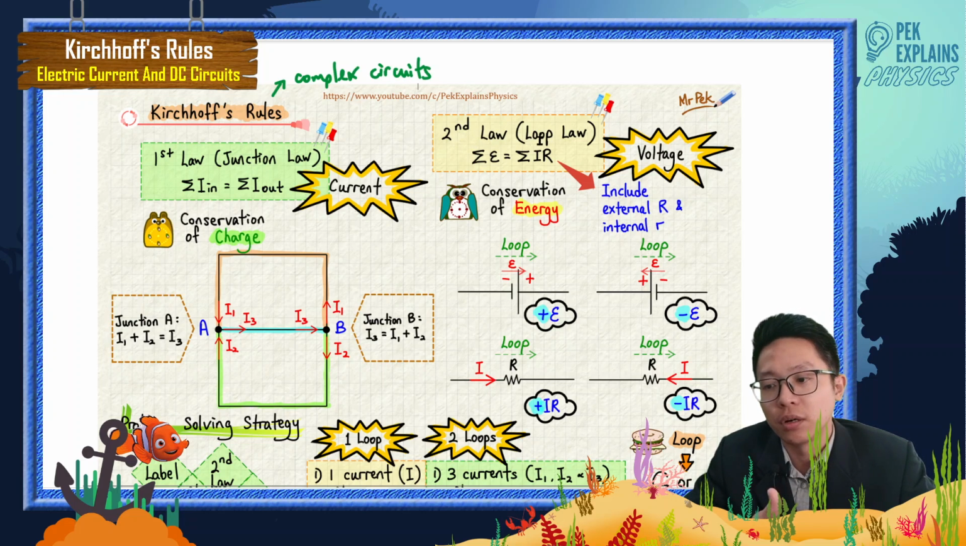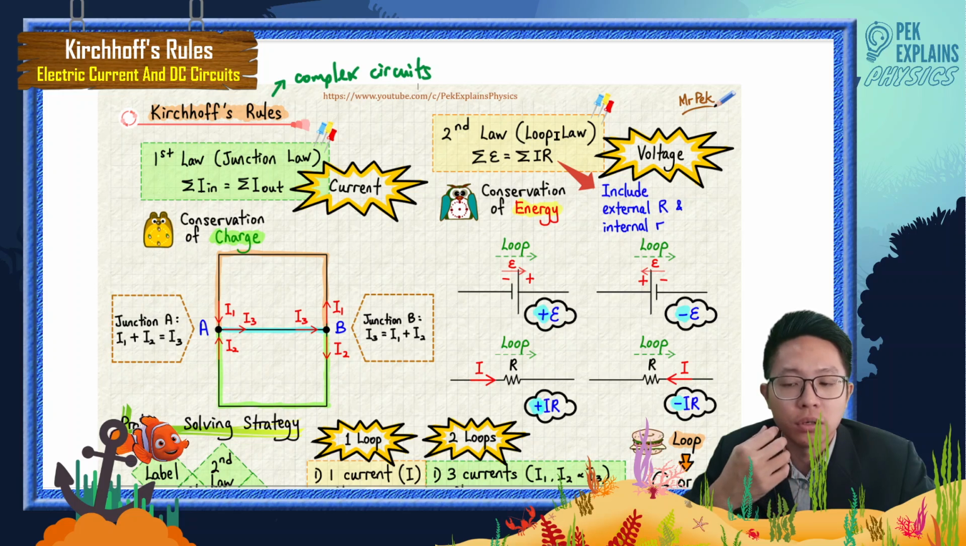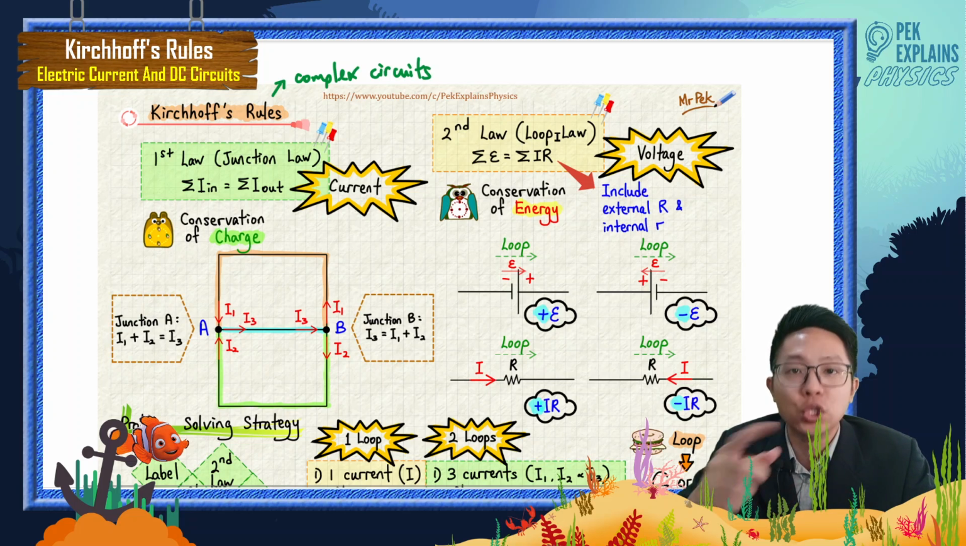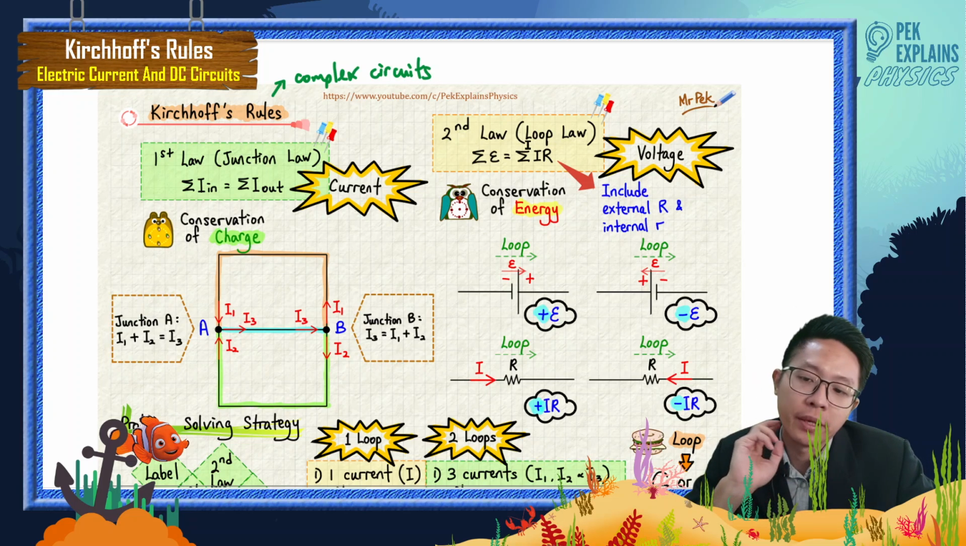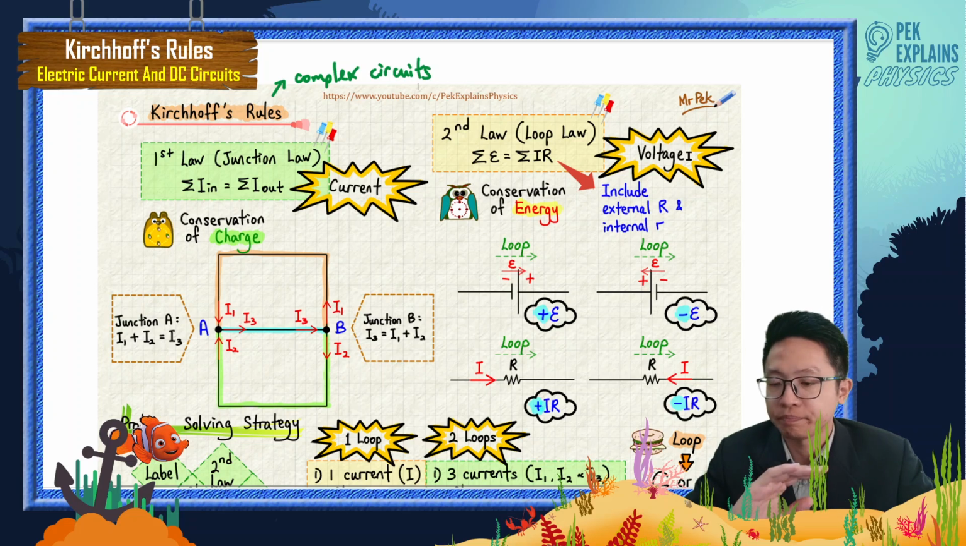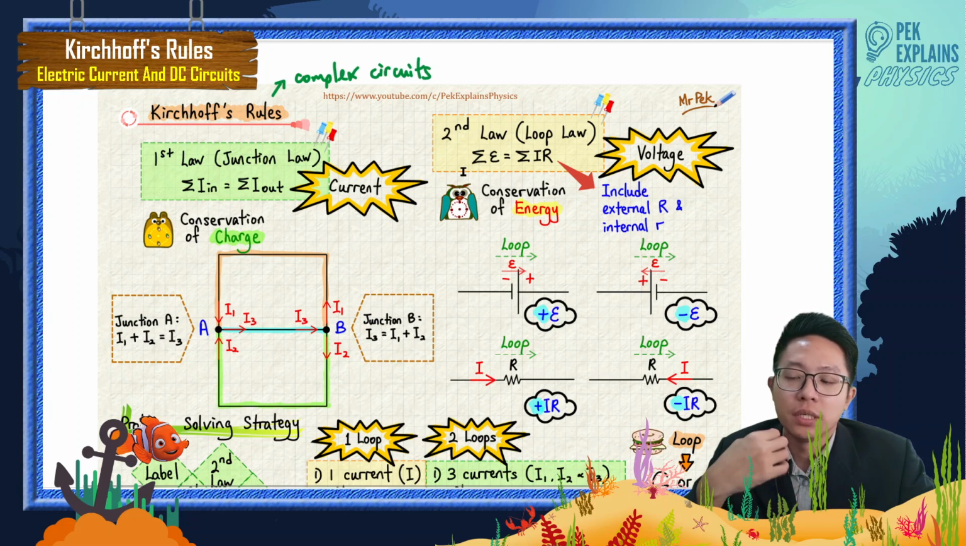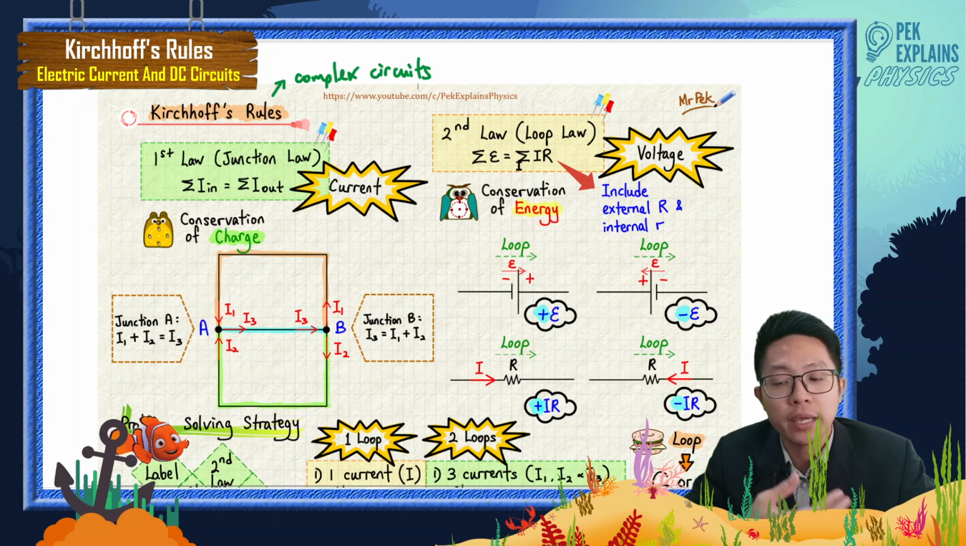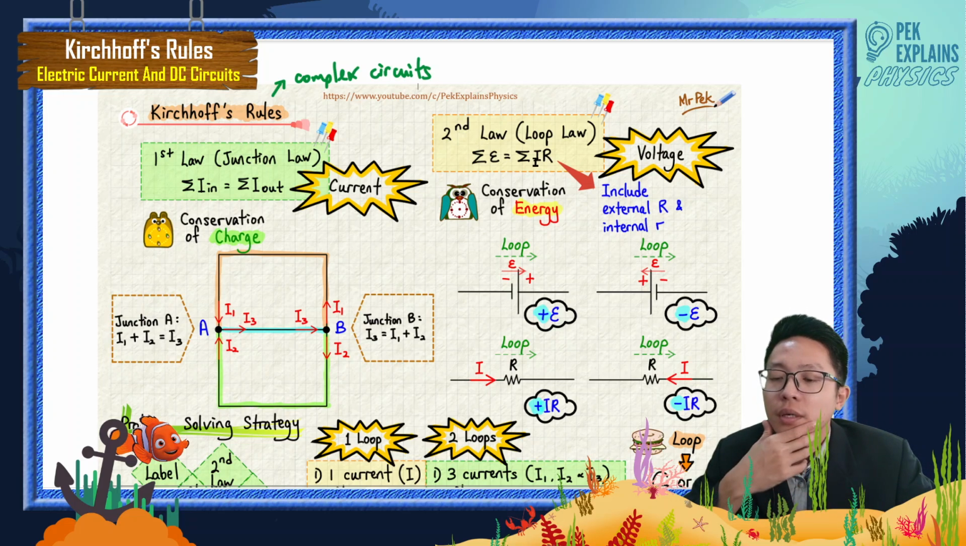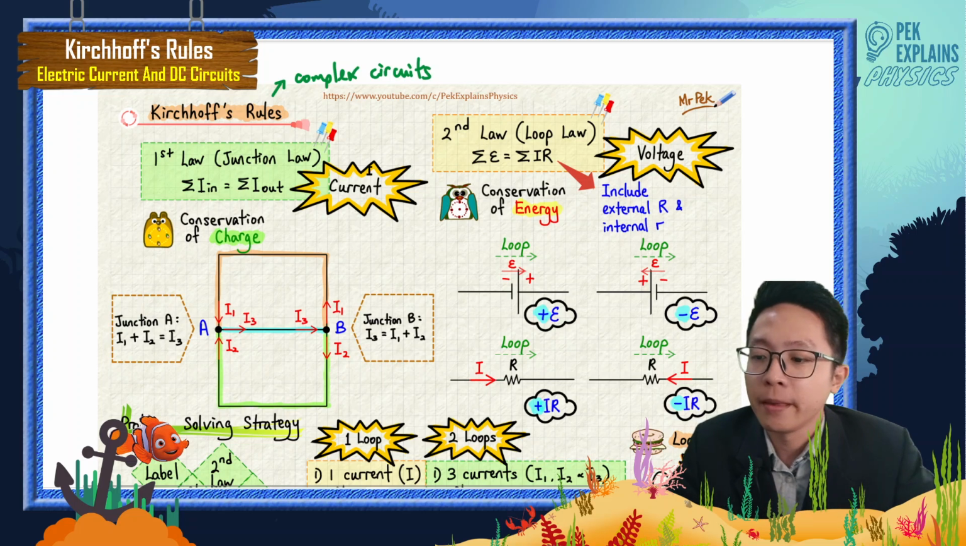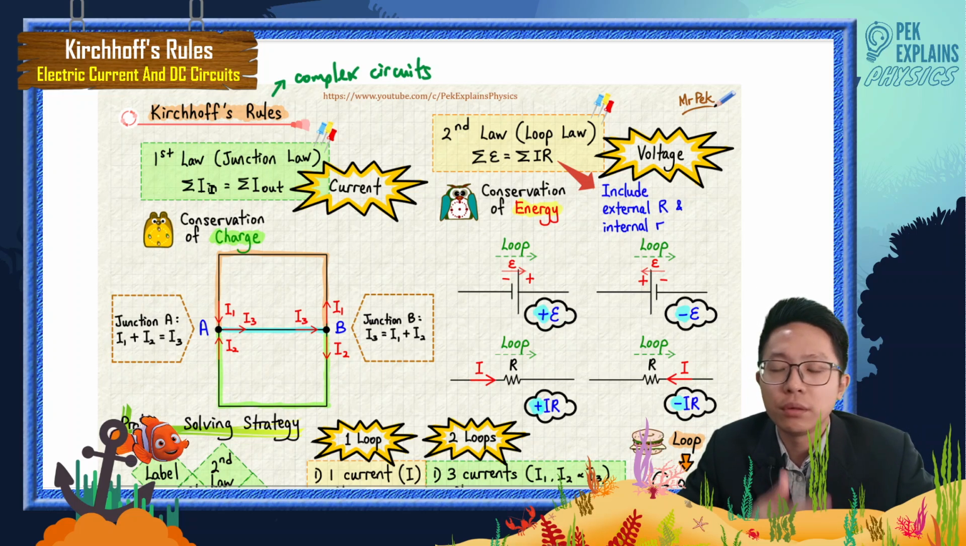The second law is also called the loop law because it happens in a loop. This is about voltage, which is total E equals total IR. The voltage supplied equals the voltage consumed or used. We will talk in detail about each of these laws. Now, let us first look at the first law.